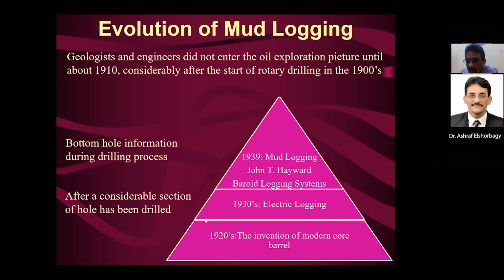And so after about 10 years, in 1930, they started using electric logging. Electric logging also has a disadvantage, because all the information we get from electric logging comes after drilling the hole. What we need and our target while drilling is to get the information directly, coming from the bottom in real time, during drilling. And so in 1939, we started mud logging.